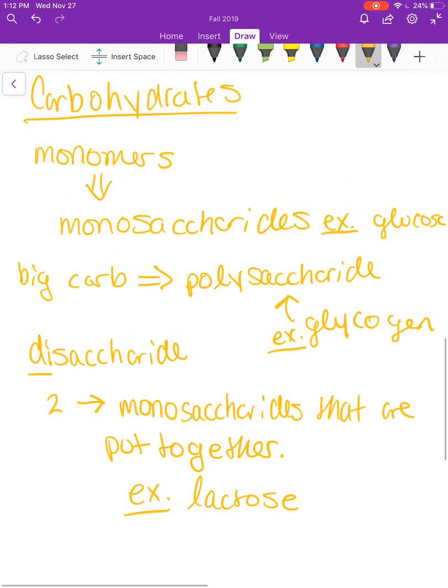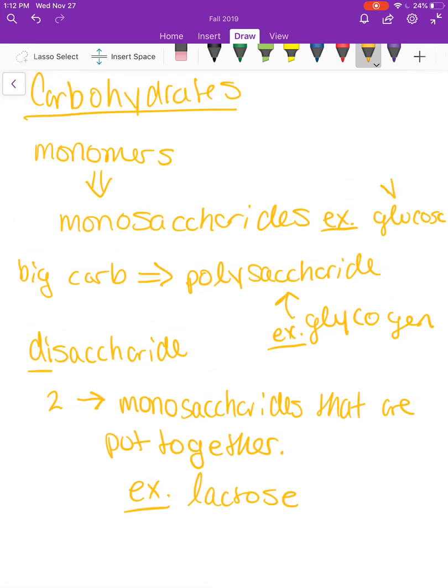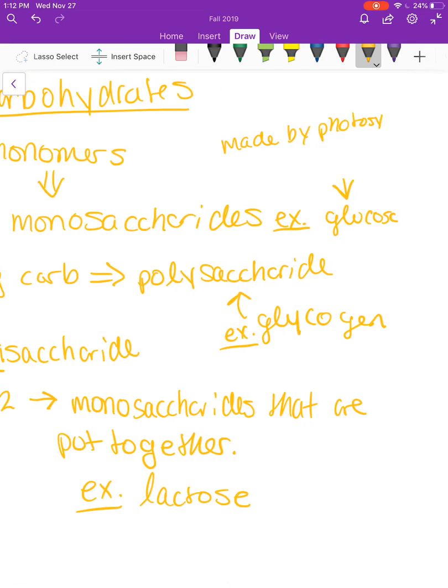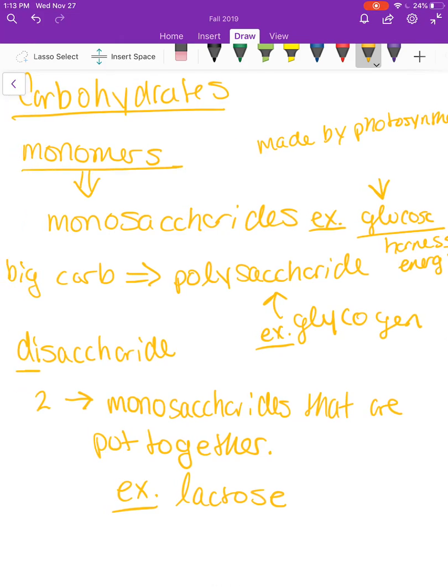And what do we need carbohydrates for? Well, glucose is what's made by photosynthesis, right? And what is so important about photosynthesis? Well, photosynthesis is making energy. So we use glucose to harness energy and to use it in our cells. And in order for us to harness energy, it has to be in this monomer form.